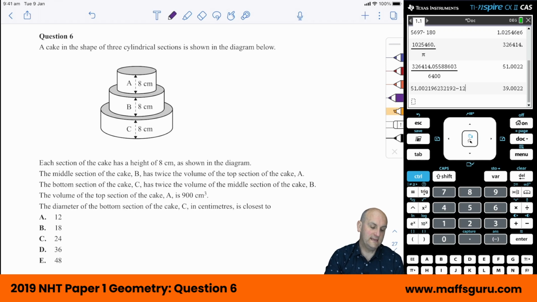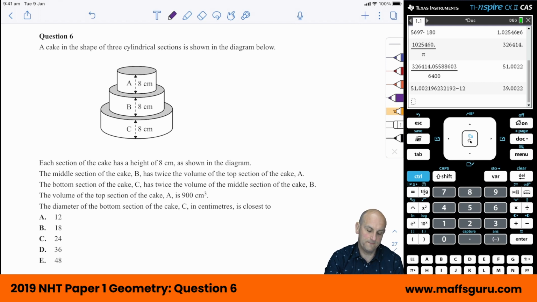Question number 6. A cake in the shape of 3 cylindrical sections is shown in the diagram below. Each section of the cake has a height of 8 centimeters as shown in the diagram. The middle section of the cake B has twice the volume of the top section, and the bottom section of the cake C has twice the volume of the middle section of the cake. The volume of the top section is 900 centimeters cubed.